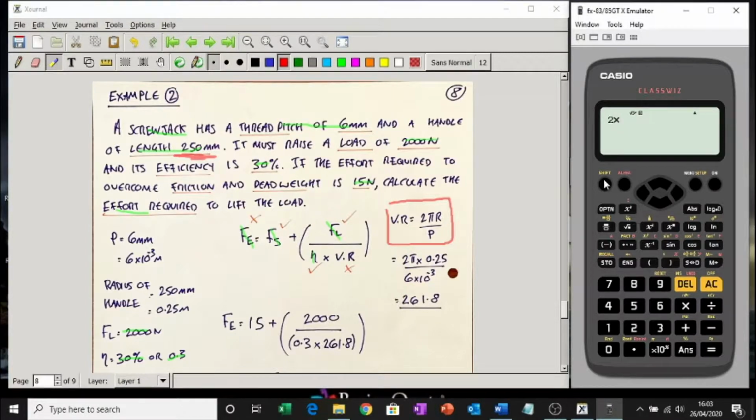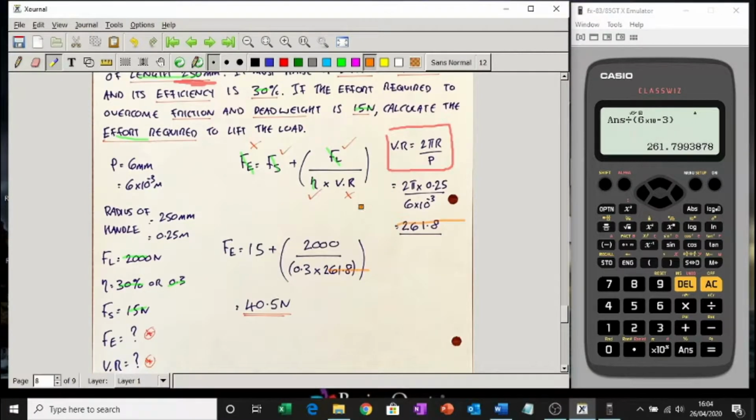So 2 times pi, times 0.25, divide this by 6 times 10 to the minus 3, equals 261.8. So that's the velocity ratio. Now we can put that number in here. FS is 15 because we got it from before. FL is 2000. The efficiency is 0.3 and the velocity ratio is that.